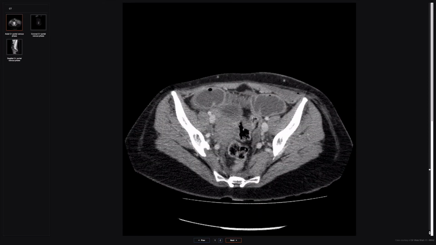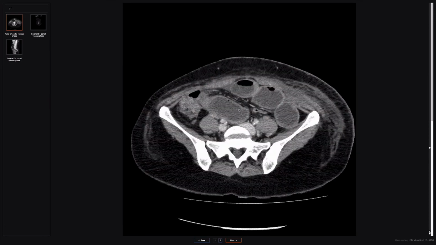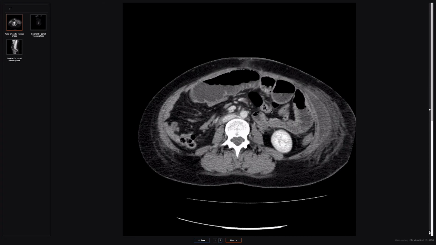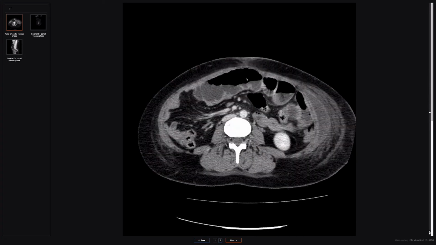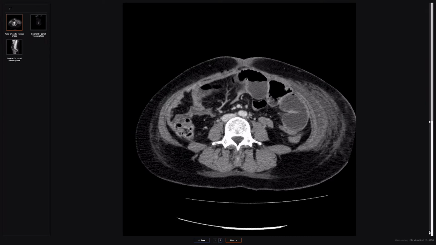So on a CT, you can appreciate far better how much of the small bowel is distended, whether it's fluid or gas filled, where the transition point is, and whether there are any complications such as mesenteric congestion and free fluid, which in the context of obstruction is a sign of mesenteric ischemia, or whether there's any perforation.